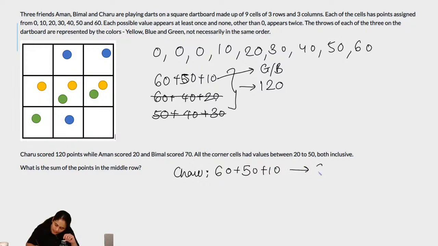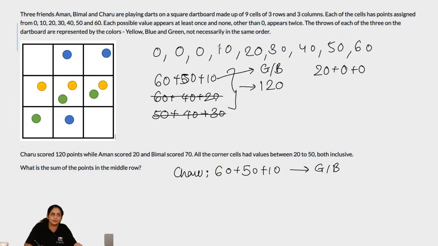And that also means that she has to be either green or blue, because that 50 has to be in the corner and yellow has no shots in the corner. So that means that Charu is either green or blue. Now consider Aman, who has scored 20. How can Aman score 20? So Aman can score 20 as 20 plus 0 plus 0. Is there any other combination from this given set which gives you 20 points? There is no other combination. So essentially the only way that Aman can score 20 points is if he hits the 20 cell and the other 2 0 cells. There is no other way in which he can get 20 points.